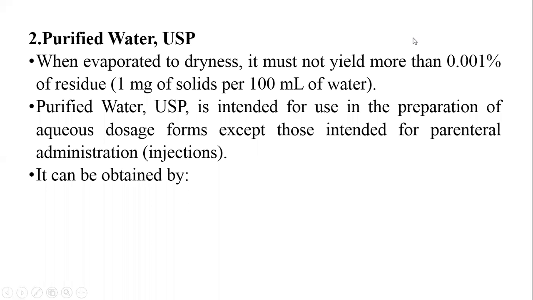The second type of water is purified water USP. This type of water, when evaporated to dryness, must not yield more than 0.001% of residue, which is about 1 milligram of solid per 1 milliliter of water. That means it has 10% as much dissolved solid as that of the tap water.